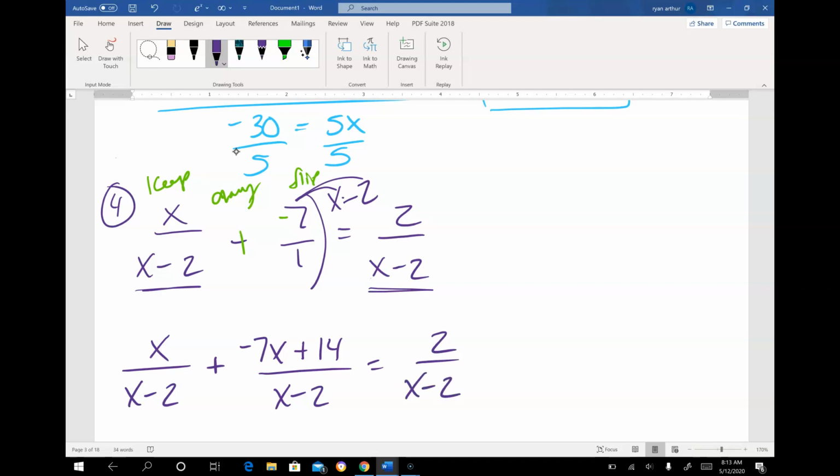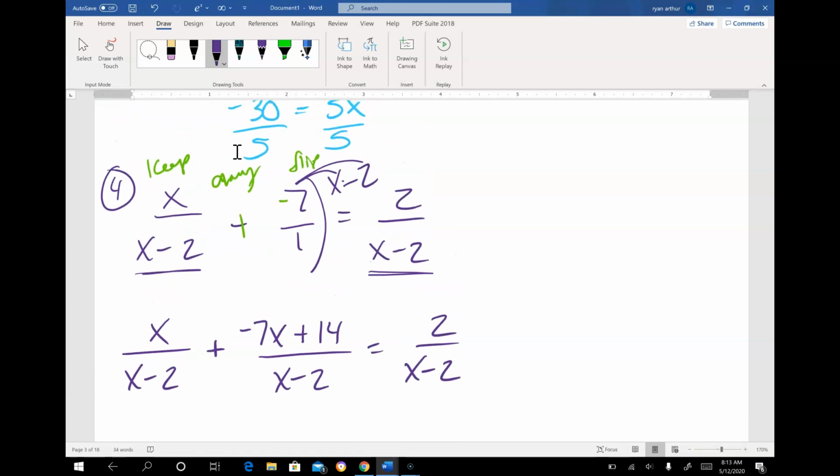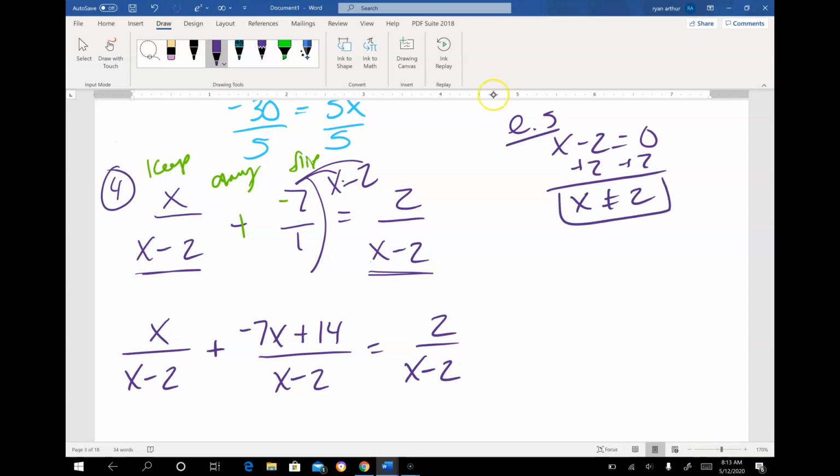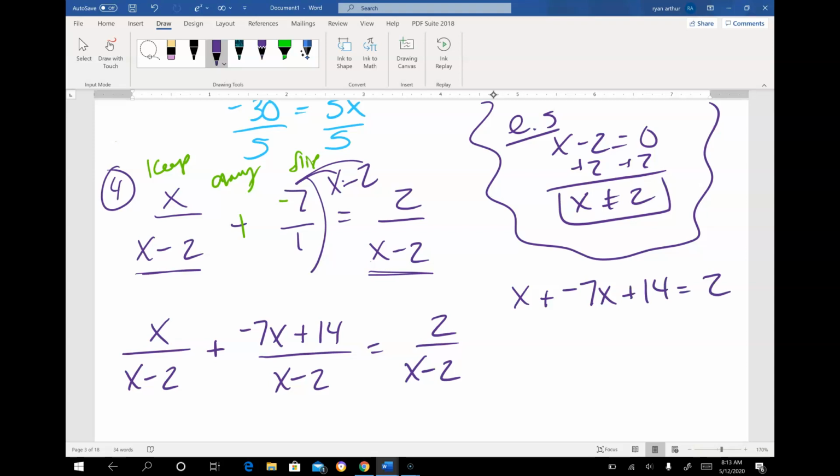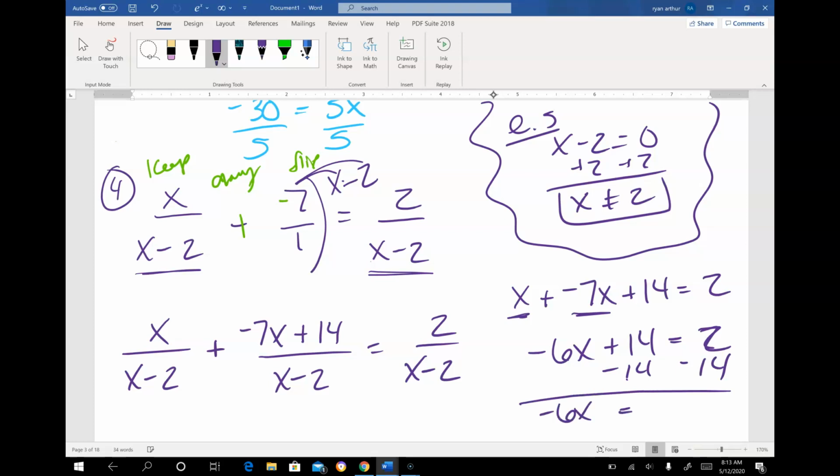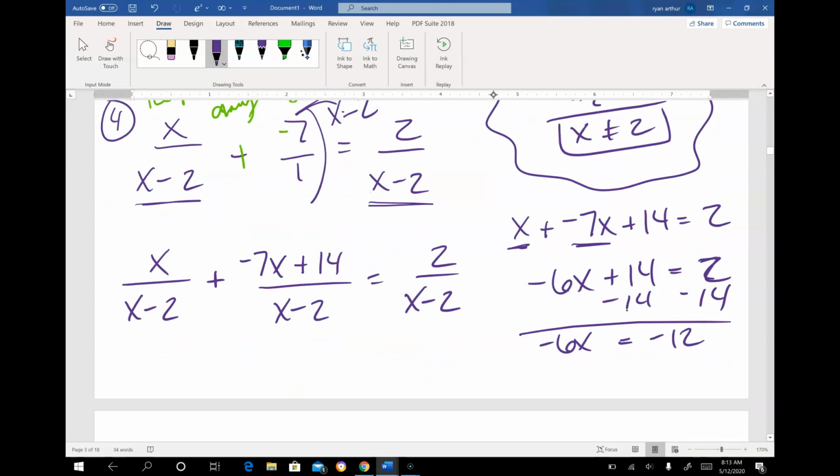So now that they all have the same denominator, what's my extraneous solution here? X minus 2 is my only denominator, correct? So x can't equal 2, so we've got to look out for that. So let's solve. We've got x plus negative 7x plus 14 equals 2. Clean it up. X minus 7x is negative 6x plus 14 equals 2. Subtract 14. You get negative 6x equals negative 12. Divide by negative 6, and x equals 2.